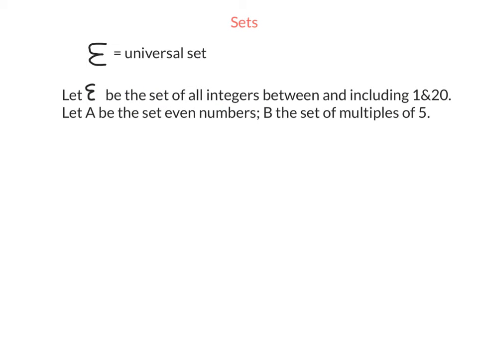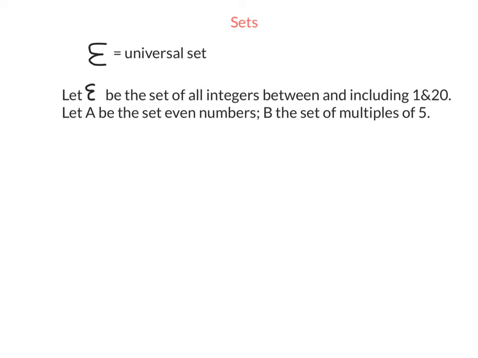So a set is just a collection of objects. Could be a collection of numbers, collection of people, or whatever. So this symbol here, Greek letter epsilon, means universal set. That just denotes the set from which we're going to take our objects. So in this example, I'm letting epsilon, the universal set, be the set of all integers between and including 1 and 20. So that means for this question, I'm just going to consider the numbers between and including 1 and 20. My whole universe is just those numbers. I'm going to pretend numbers like 21 don't even exist.